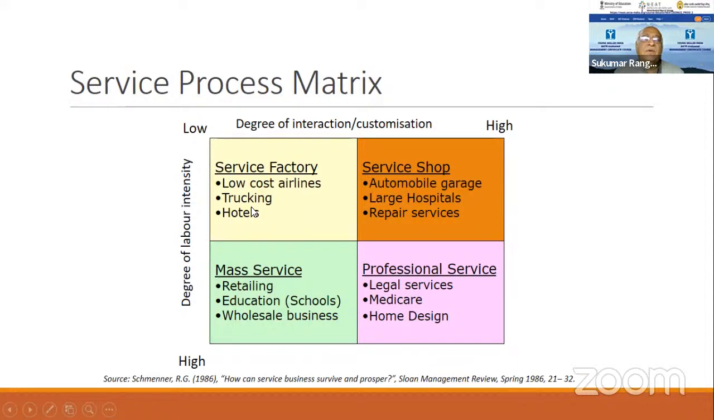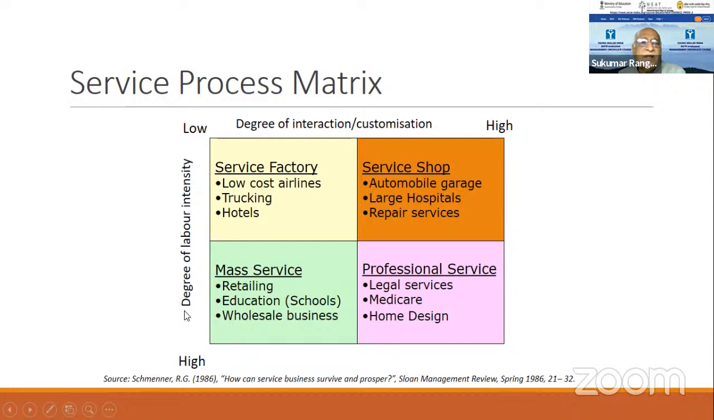Trucking industry, where you hardly have any interaction with the thing, only at the beginning and end. And in some kinds of hotels, a very high degree of interaction, where you have services like in hospitals, repair services, automobile garage, where you sometimes stand and see what the person is doing and get it done, and instruct him also, the person. Okay, so spas could be in this service shop.